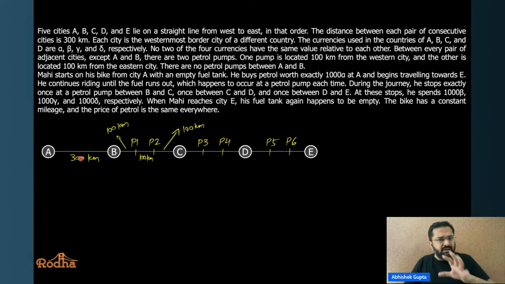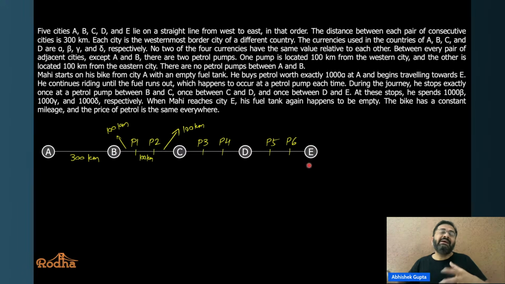Mahi starts from here. And what is exactly happening? As I said, we won't have to go back to the data again. When he starts from here, he fills in petrol worth 1000 alpha and stops either here or here. He stops here for refueling, having run out of fuel. Then once either at P3 or P4, and one last time at P5 or P6. He took fuel four times. Where? Once here at A, then P1 or P2, then P3 or P4, and then P5 or P6. This is the situation. And when he arrives at E, he again runs out of fuel. So in such questions, ideally he had just enough fuel that he is barely able to reach E.